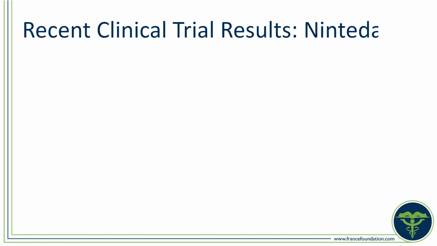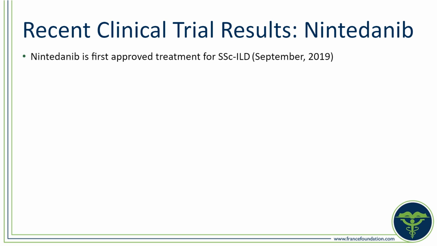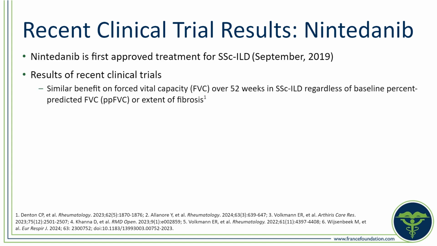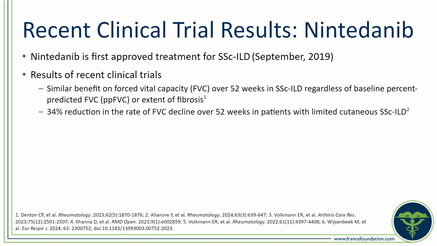In terms of nintedanib, this was the first approved treatment for SSc-ILD in September of 2019. There's been a number of results of recent trials that have showed similar benefit on forced vital capacity over 52 weeks in SSc-ILD, regardless of baseline percent predicted or the extent of fibrosis. In addition, in a post-hoc analysis of the SENSCIS trial looking at patients with limited skin disease, there was a 34% reduction in the rate of FVC decline over 52 weeks in patients treated with nintedanib.